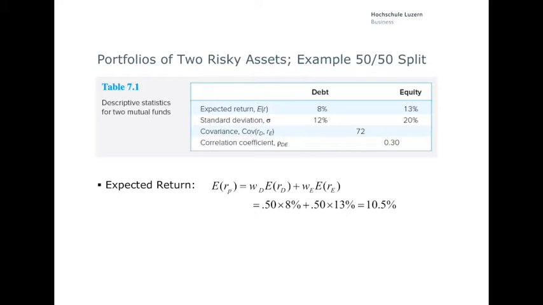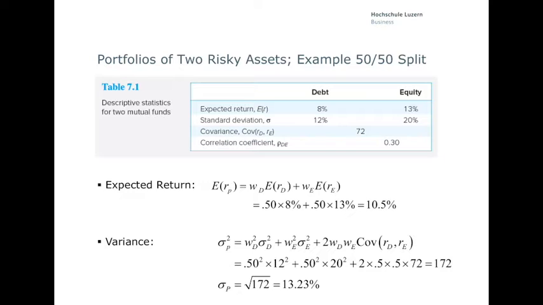The variance of the portfolio, unlike the expected return, is not a weighted average of the individual asset variances. The variance of the portfolio is a weighted sum of the covariances, and each weight is the product of the portfolio proportions of the pair of assets in the covariance terms. In this example, the variance is 172 and the standard deviation is computed simply by taking the square root, resulting in 13.23%.